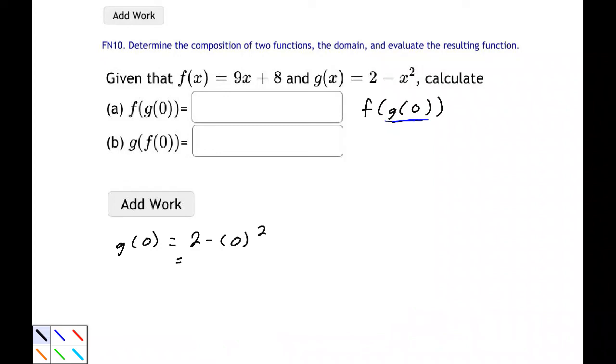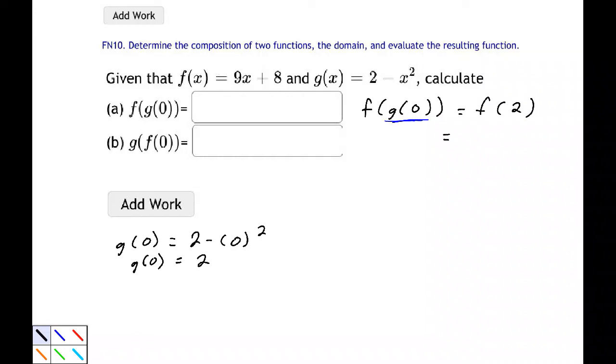Now, because 0 squared is 0, 2 minus 0 would be 2. So g of 0 equals 2. So going back to f of g of 0, that's going to be the same as saying f of 2, because we found g of 0.